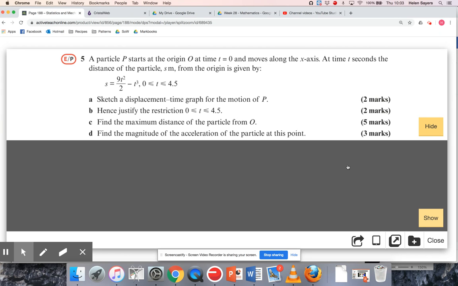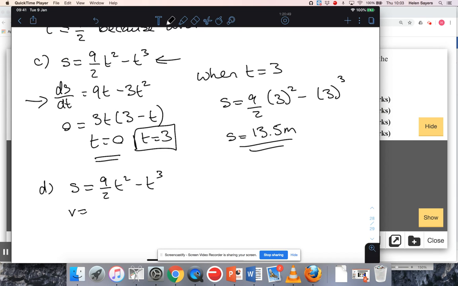Okay, and then part D, find the magnitude of the acceleration of the particle at this point. Okay, so just a little bit more differentiating to be done. So I've got the displacement. I've actually already differentiated that here. So I didn't refer to it as the velocity, but that's what that does give me. So I've got the velocity. So acceleration, I just need to differentiate again.